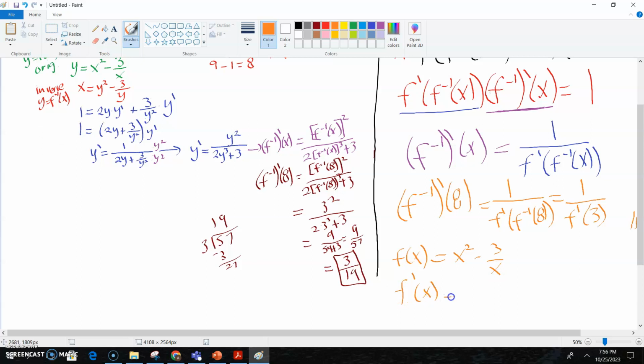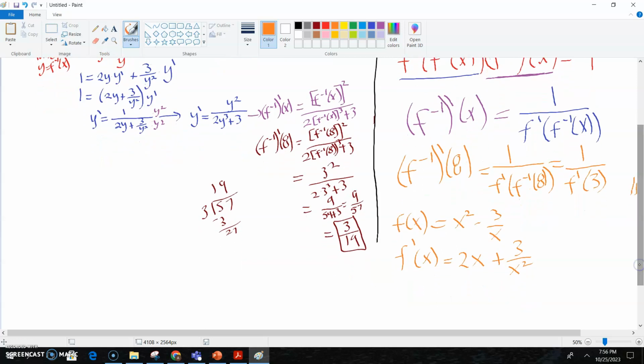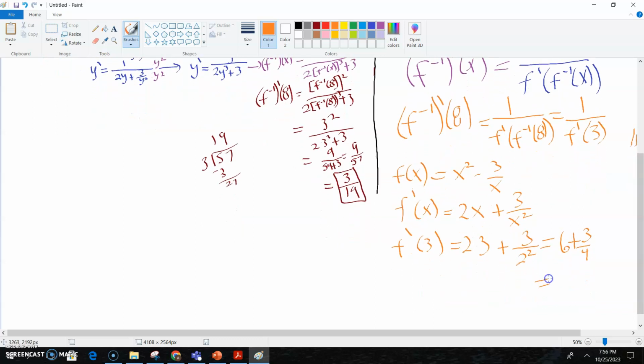So f prime of x was what? 2x plus 3 over x squared. And then we need to evaluate it at 3. So f prime of 3 is 2 times 3 plus 3 over 2 squared. That is 6 plus 3 over 2 squared, so that's 3/4. 6 is how many fourths? 6 is 24/4 plus 3/4. And actually, hold on, let me backtrack. Not fourths. We're not plugging in 2.